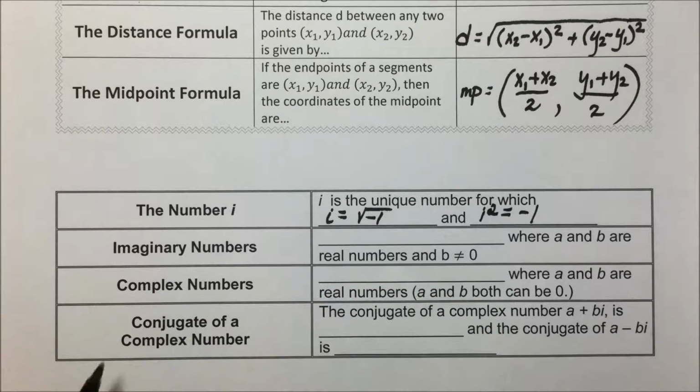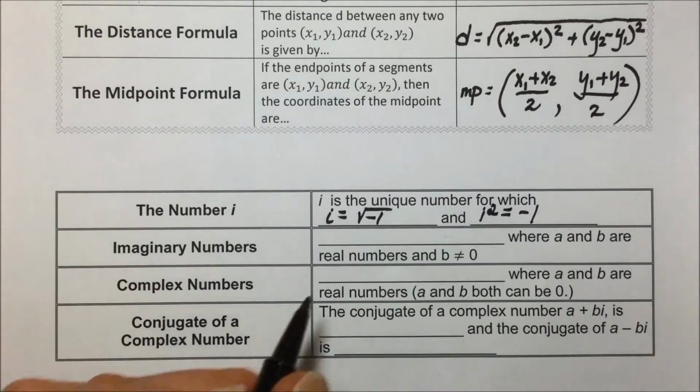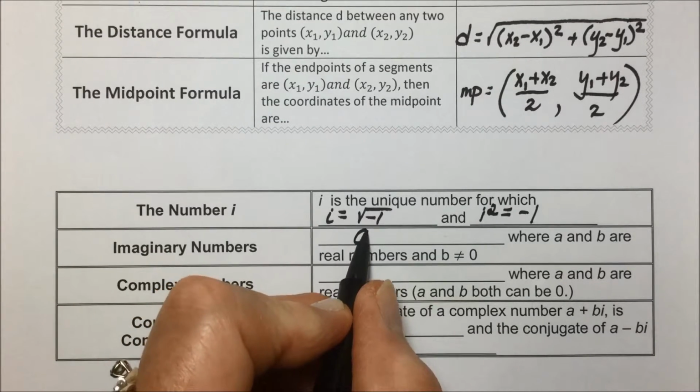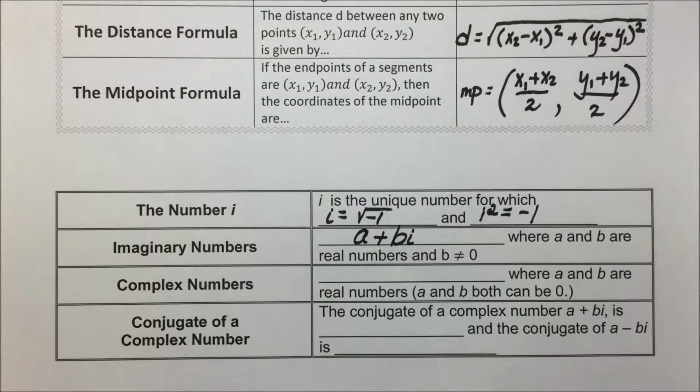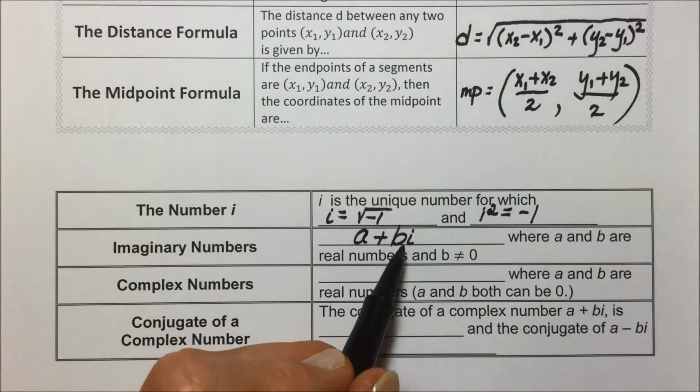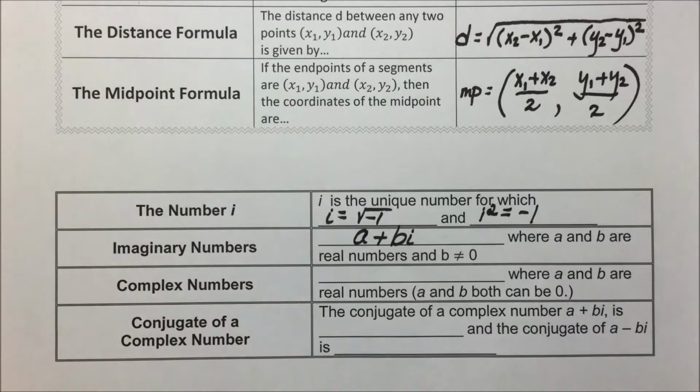We also have something called the imaginary numbers. An imaginary number is any number that can be written in the form of a plus bi, where a and b are real numbers and b does not equal 0, which would take out the number i. Further, we have a union of the set of all imaginary numbers and the set of all real numbers. It's called the complex numbers.